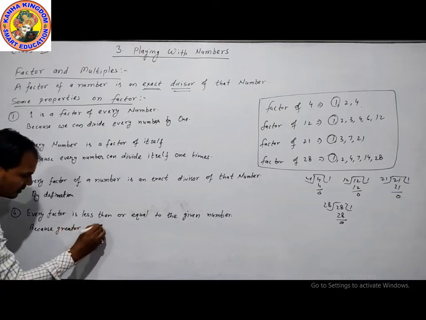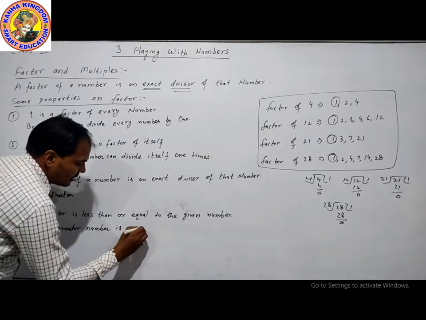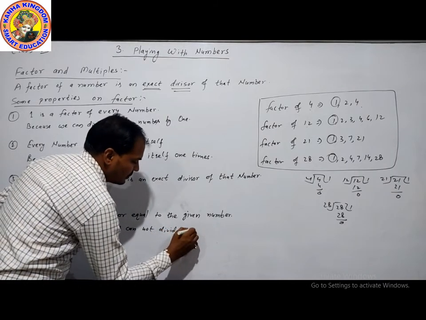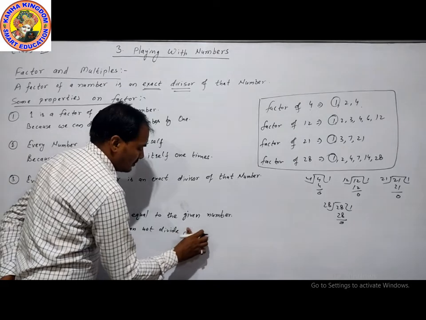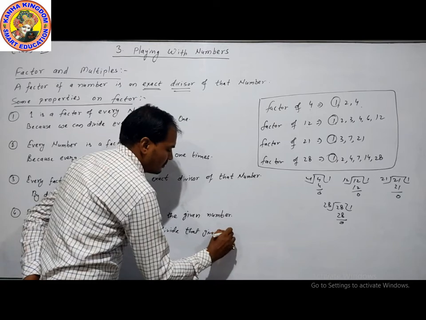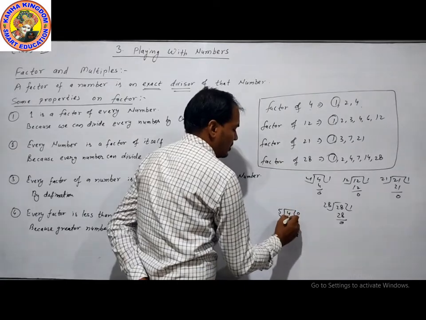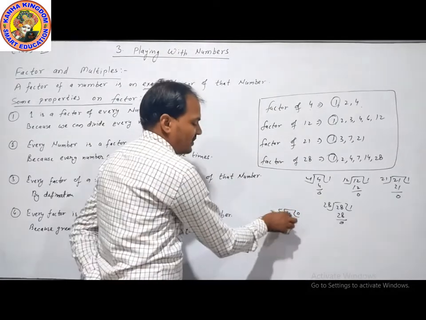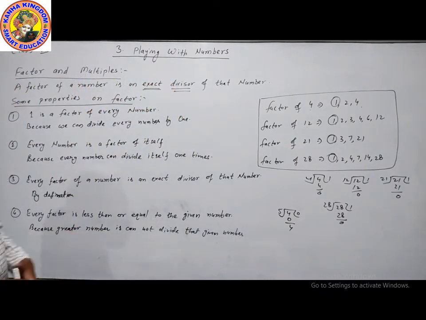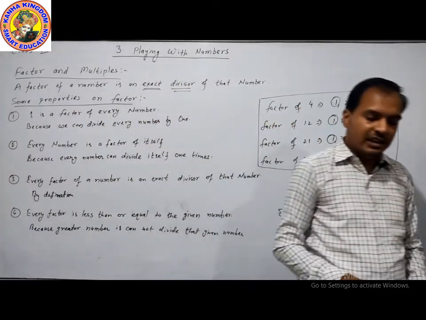A greater number cannot divide that given number. 5 cannot divide 4. So a greater number cannot divide the given number. You can take a screenshot of this. We will move to our next properties.